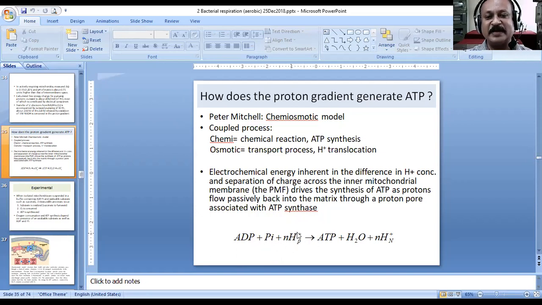We have already seen this kind of reaction: ADP plus Pi plus the protons inside, that is the matrix, gives rise to ATP. ADP plus Pi forms ATP, and of course the oxygen molecule is converted into a water molecule by the reduction process. Then the protons are going outside. These protons are responsible for ATP generation.